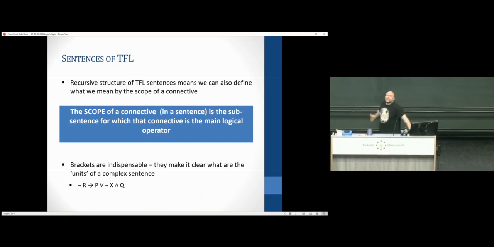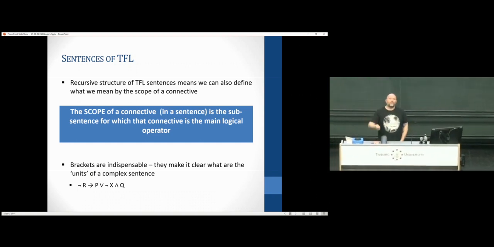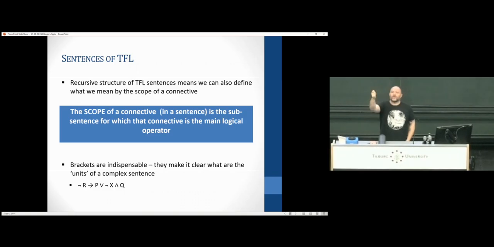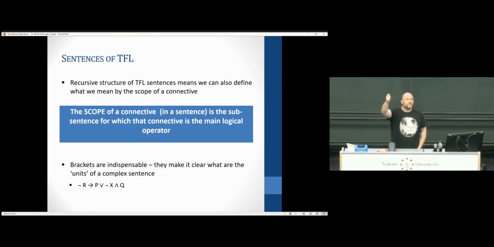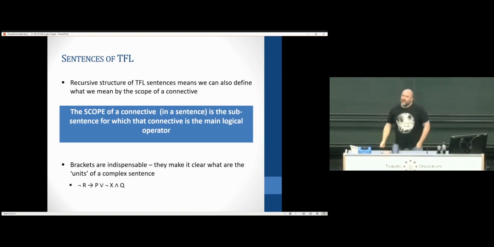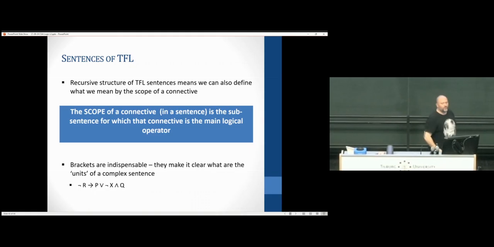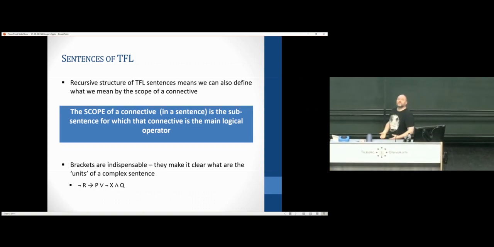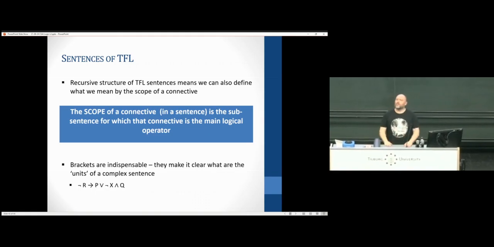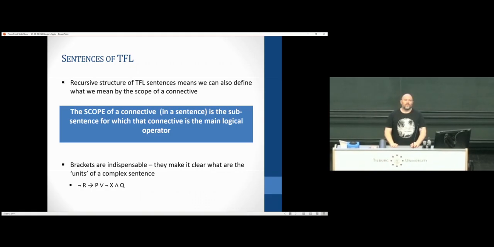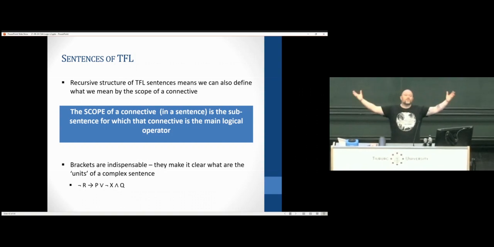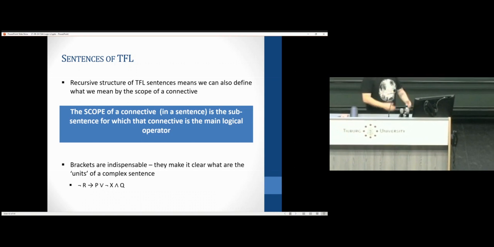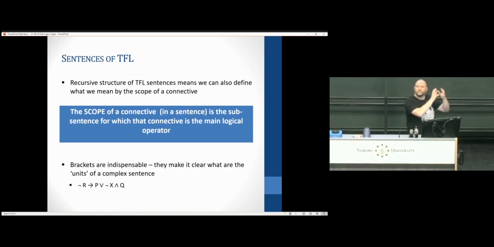Here's really cool. We mentioned earlier this notion of scope. Remember we talked about when the negation was on the outside of the conjunction or when it just negated one of the conjuncts? Well, we can use what we've defined to give a proper definition of scope. You can say the scope of a connective in a sentence is the sub-sentence for which it is the main logical operator. That is, it's the part of the big sentence we're dealing with where it's the big man in the part. It's the last one added to build that part.